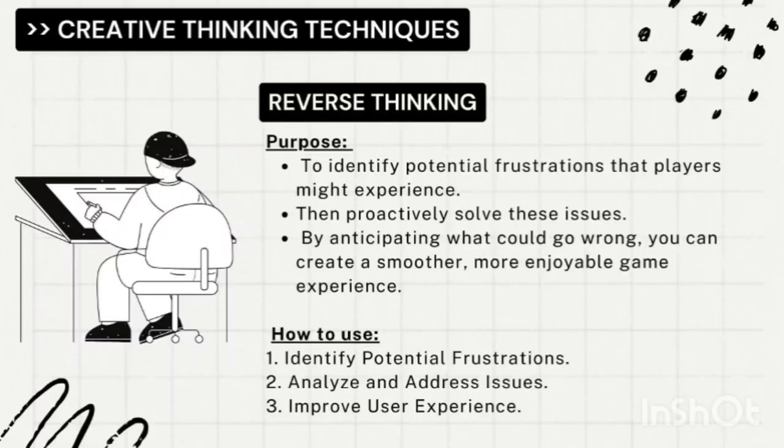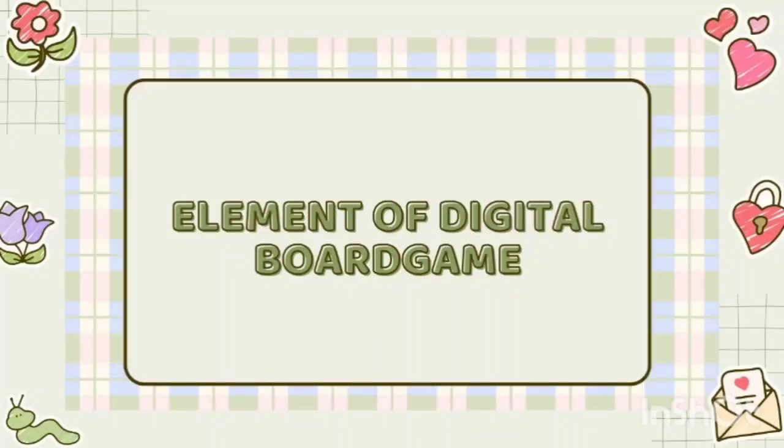And the last one is improve user experience. By using reverse thinking, you focus on what could go wrong and turn that insight into positive features. This leads to a more engaging and frustration-free gaming experience. So that's all about it. So now let's move on to the elements of digital board game.